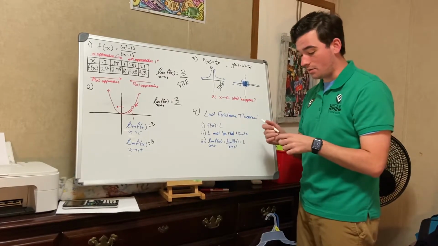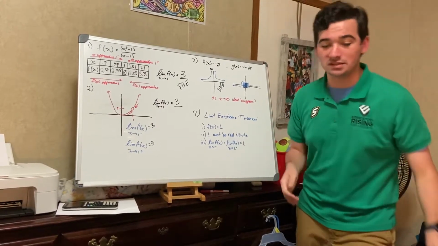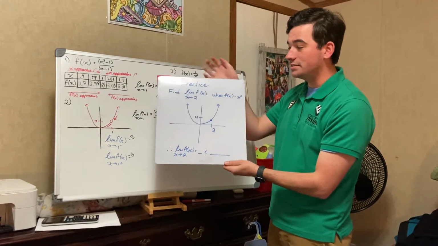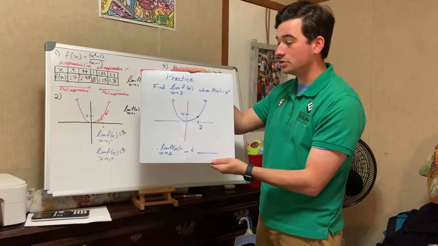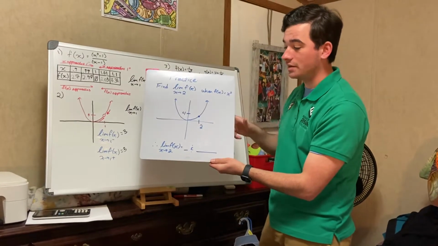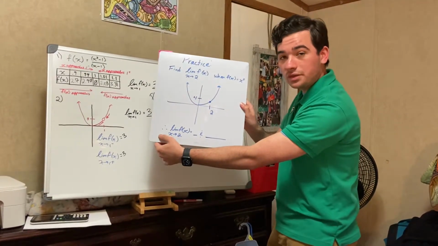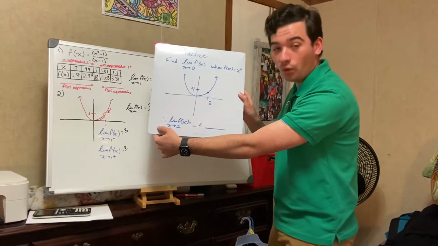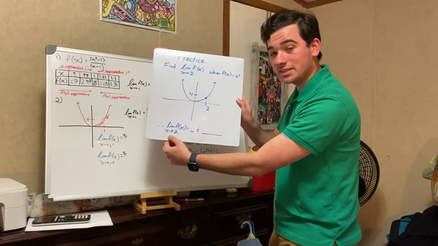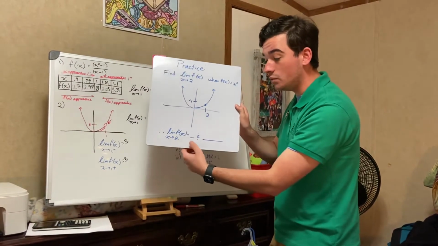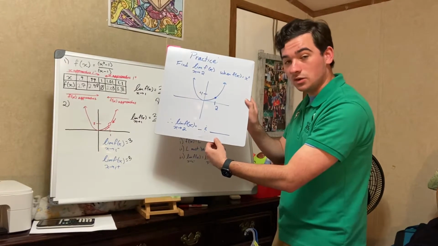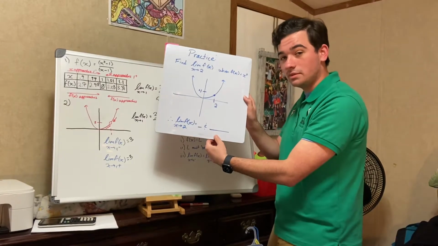So, now I have a practice problem for you guys. You are going to find the limit of f of x as x approaches 2, where f of x equals x squared. And I drew a graph right here. This little three dot triangle means therefore. So therefore, the limit of f of x as x approaches 2 equals what? And then I want you to tell me whether it exists or not. So, pause the video now. Practice it on your own.